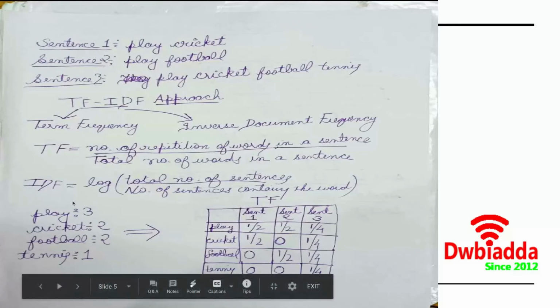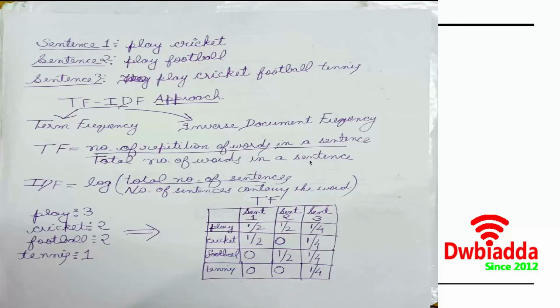Now let me apply the formula of TF. TF is the number of repetitions of a word in a sentence divided by the total number of words in a sentence. Let's say I take the word play. Play in sentence 1 appears only 1 time.